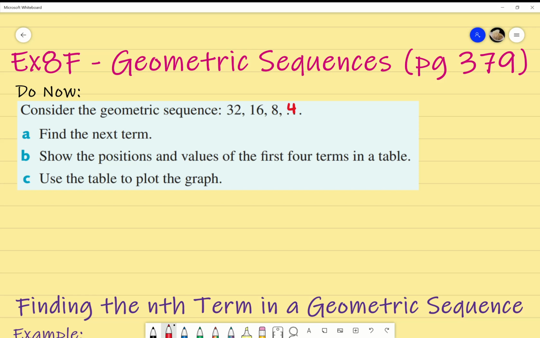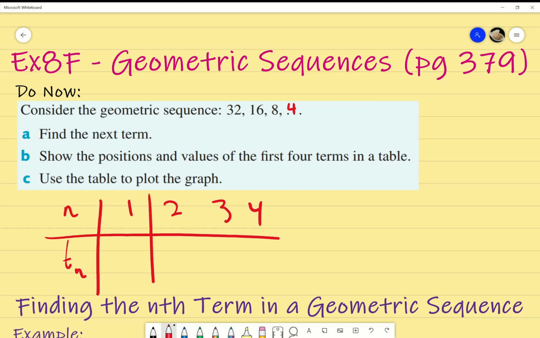I'm going to go ahead and write my table over here. I have N and Tn over here: 1, 2, 3, and 4. I'm going to write my values in. So I've got 32, 16, 8, and 4. And the next part tells me to use the table to plot the graph.